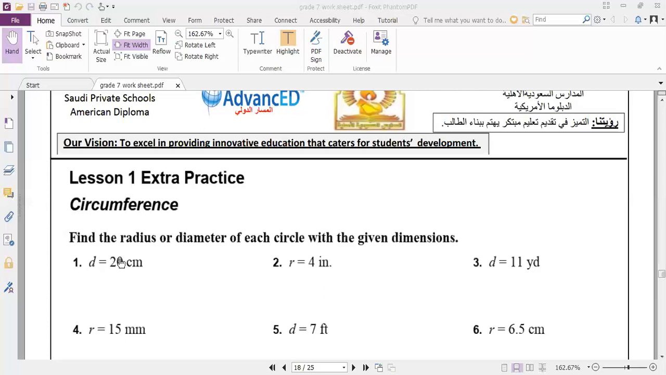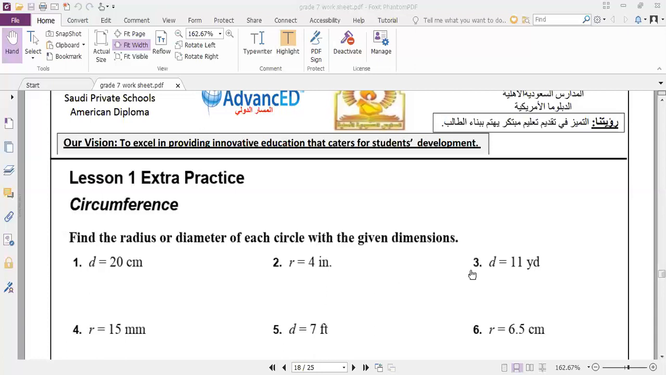In the second question, I have the radius is equal 4. How can I find the diameter? If you need the diameter, in this case you will multiply this one by 2. Whether the unit is centimeter or inch, we will multiply by 2 because I need the diameter. So the diameter here is 4 by 2, which gives me 8 inches.